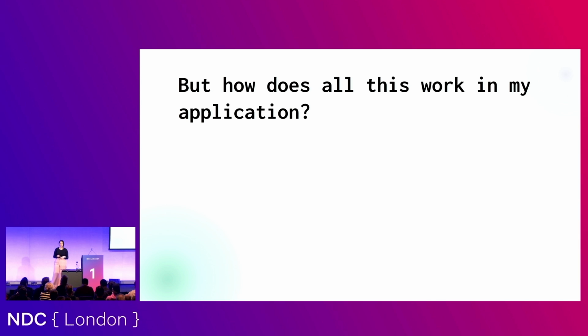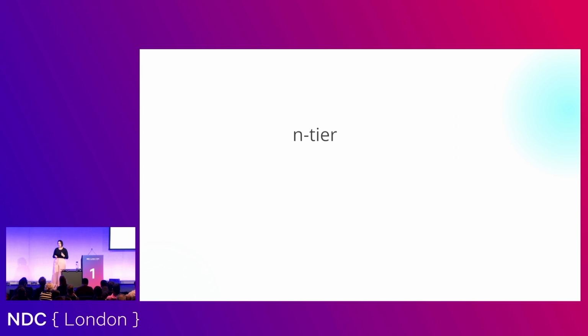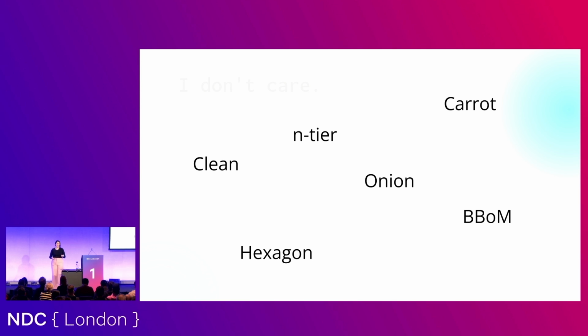But how does all this work in my application? Because it's very easy for me to say, yes, here it is. Let's say this is your plain old monolith. I've got n-tier architecture here. I don't really care what you have. It could be n-tier, onion, carrot. I'm sure there's going to be a carrot type architecture one of these days. There's all these names coming up. So I don't care. You can apply this to whatever architecture you are using.